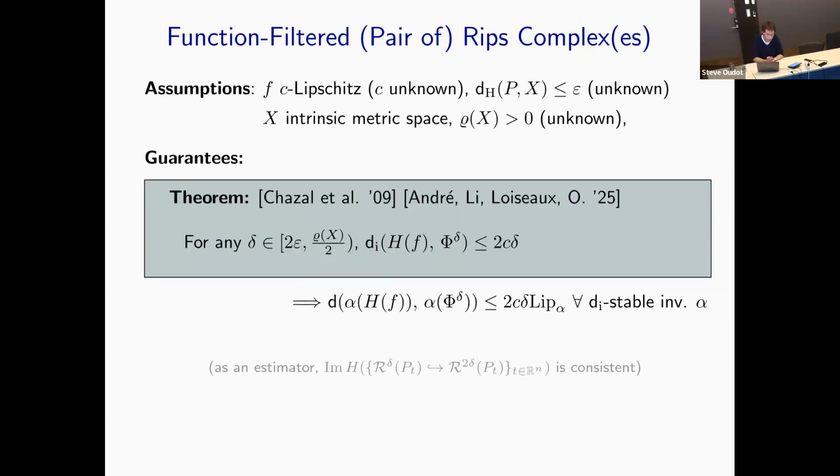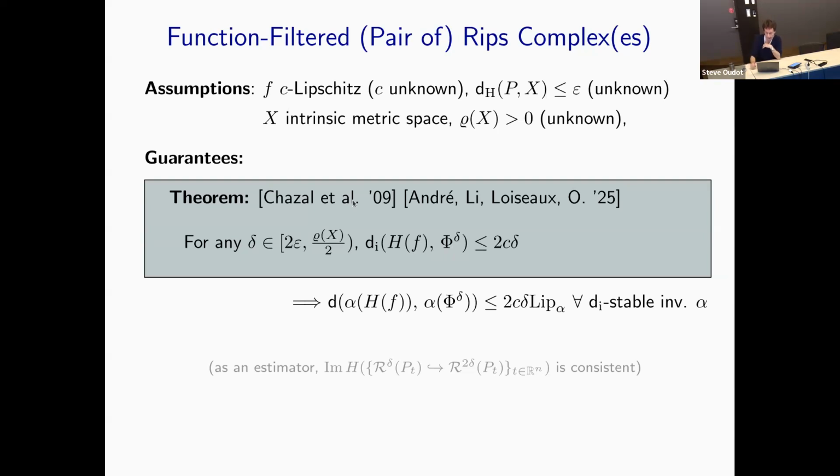And now the magic here is that if you take this as an estimator, then you have some approximation guarantees. So if you choose your parameter delta to be somewhere between a multiple of the Hausdorff distance between your point cloud and your space, and a fraction of the convexity radius of the space. So if you take delta anywhere in that range, then the interleaving distance between your target, which is the persistent homology of the function, and your estimator, which again is this image of the morphism induced in homology from a pair of two filtered Rips complexes, is bounded above by 2c delta.